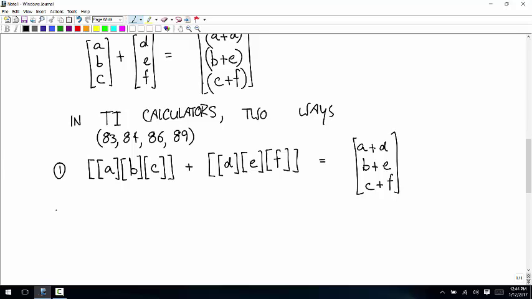The other way saves some keystrokes. I know it works on the 89. It might be the only one, I'm not sure. Instead of a square bracket for each row, you use a semicolon to separate the rows. So this would be A semicolon B semicolon C, close square bracket, plus D semicolon E semicolon F, close bracket, and you get the same thing out.